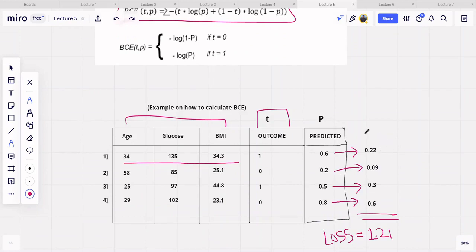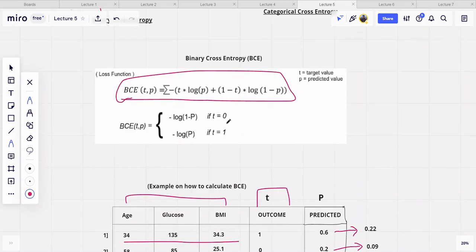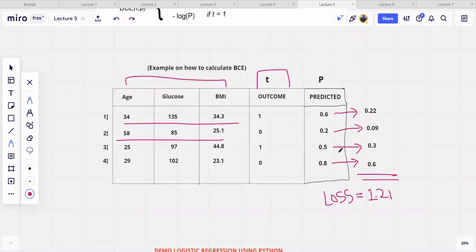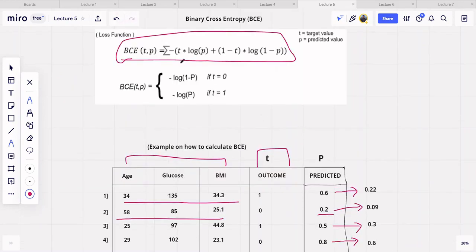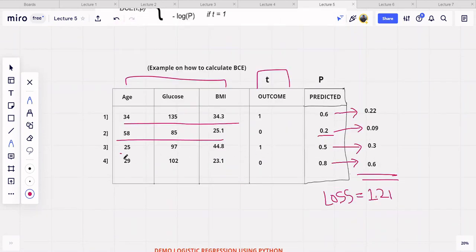We'll do the same thing for the second sample. For the second sample, our true value is 0. According to the condition, if the true value is 0, then we use minus log of 1 minus p, and p is 0.2. So we find minus log of 1 minus 0.2, which gives us 0.009. And for the third sample, the true outcome is 1.